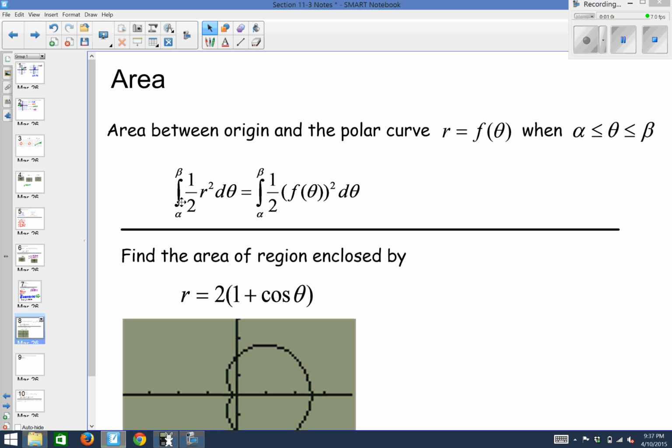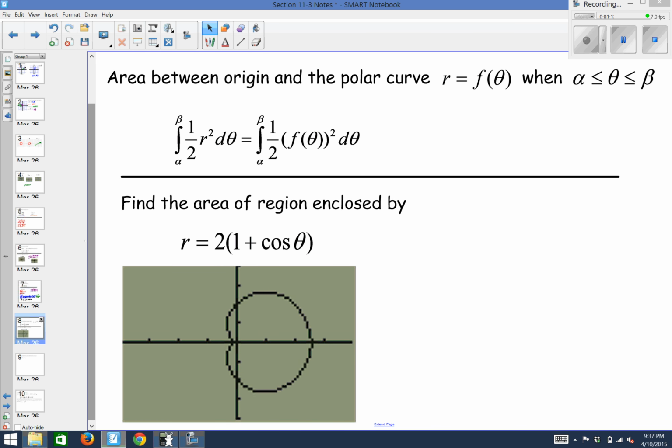It's the integral from alpha to beta, where those are the angles that theta is between, of 1 half r squared d theta. And where the 1 half r squared d theta is coming from is we're treating this like sectors of a circle. And remember, the sectors of a circle, to find the area, it's 1 half r squared times the fraction of the circle you're looking at. And that's what d theta is.